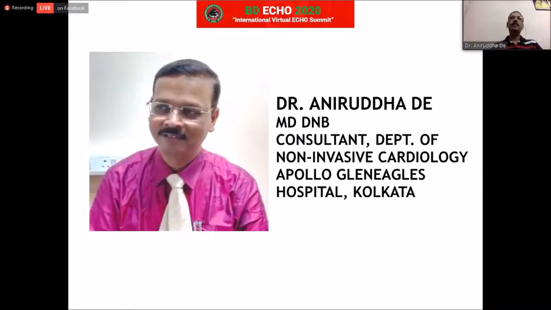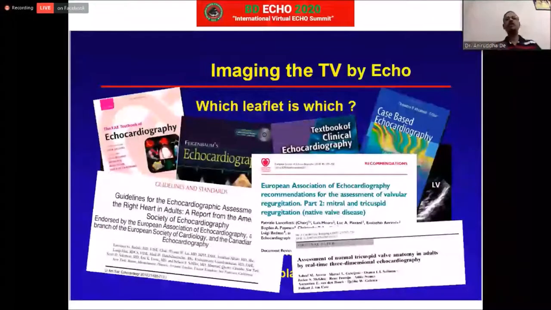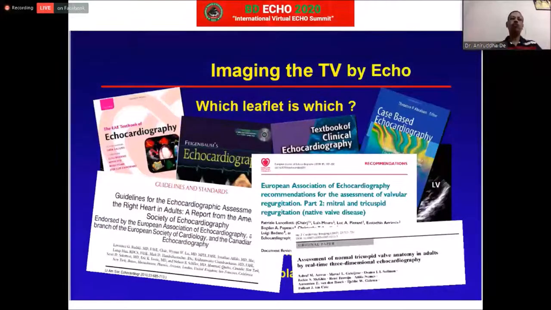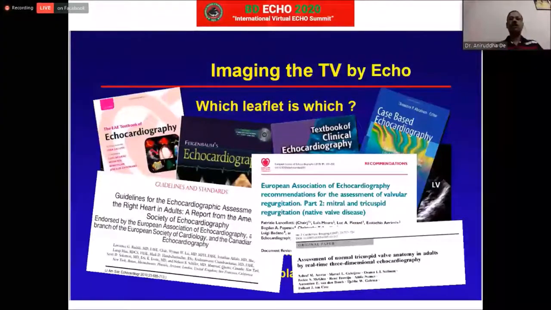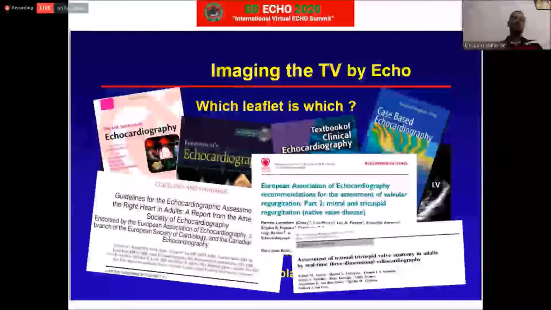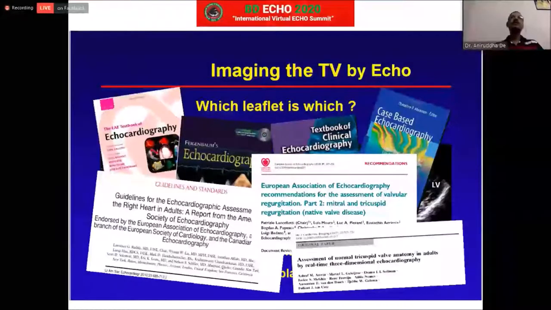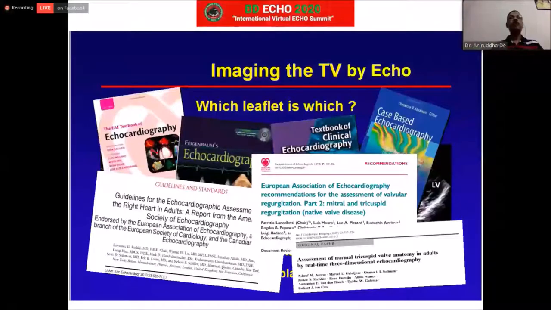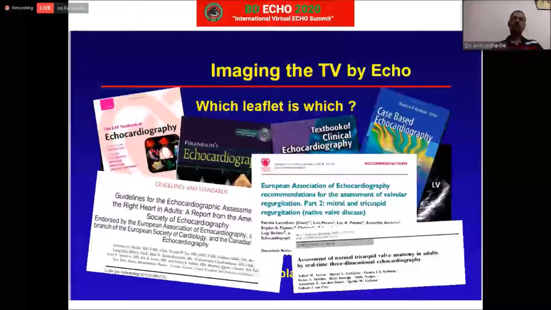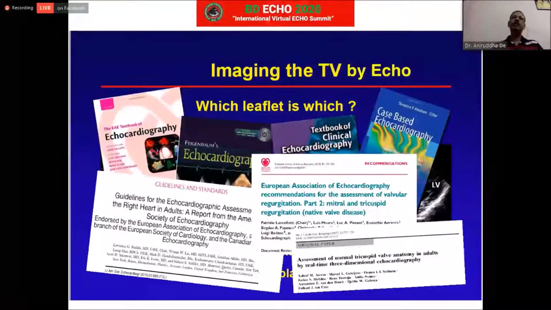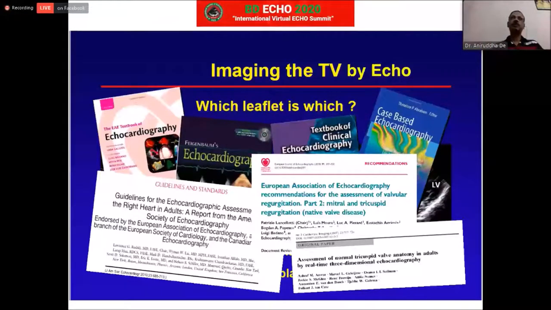So after a very lucid demonstration by Dr. Satish of the mitral valve, I'll go into the tricuspid valve. Imaging of the tricuspid valve by echo is difficult. Why? Because there is a lot of literature, a lot of textbooks telling certain things, but no one is conclusive. The second cause is that the majority of the time we do echo is spent on the mitral valve. Only 20% of the time is spent on the tricuspid valve. That's why it has not developed so far.